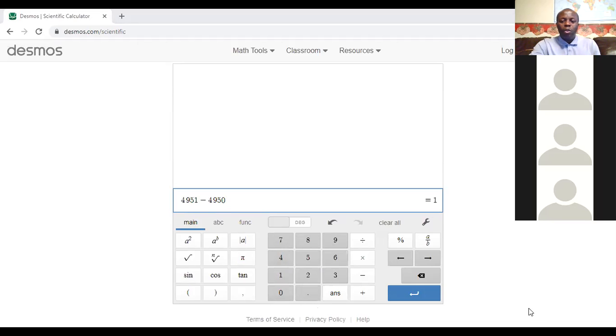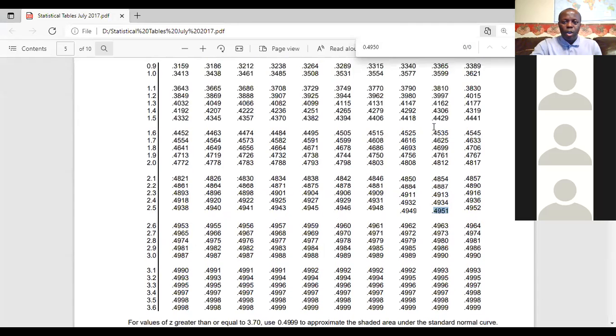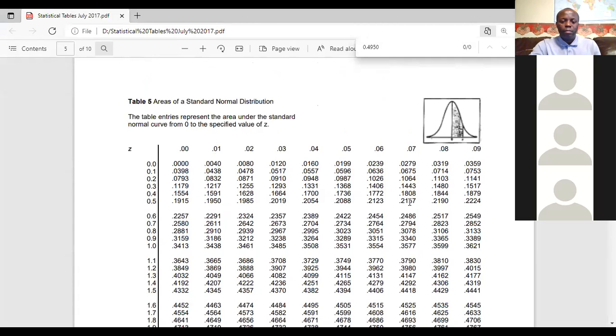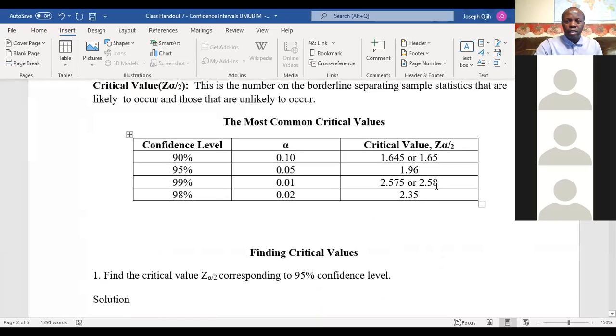When that happens, you use the bigger one of the two. I'm going to use this one, and if you follow it to the left, you can see it is 2.5, and going up, 8, so 2.58. So the critical value is 2.58, which you can see right here. Now this one, 2.575, they get by taking the two numbers and getting their average. That gives 2.575, which still rounds up to 2.58.